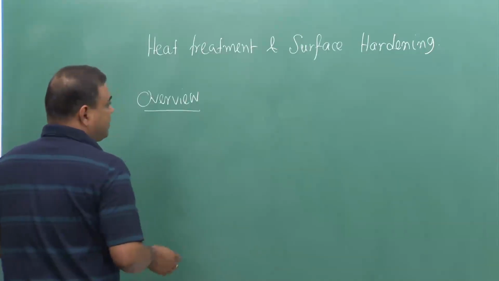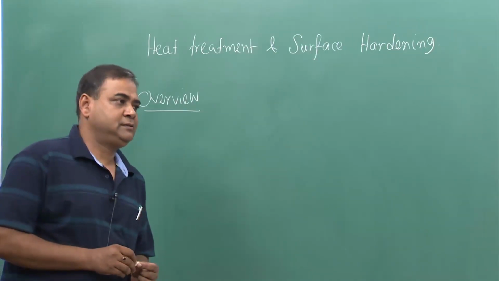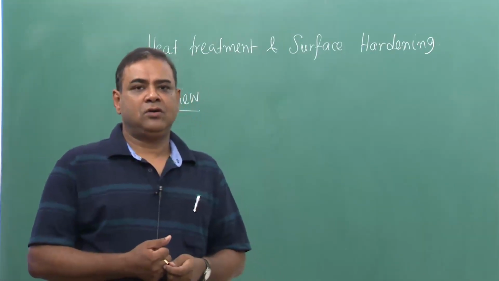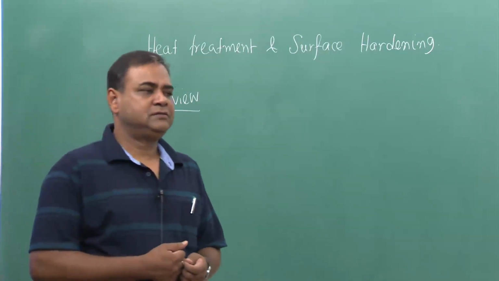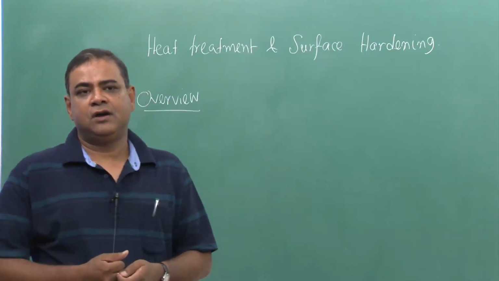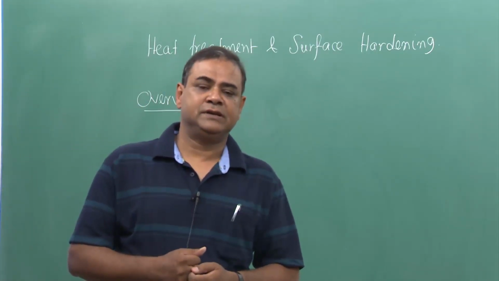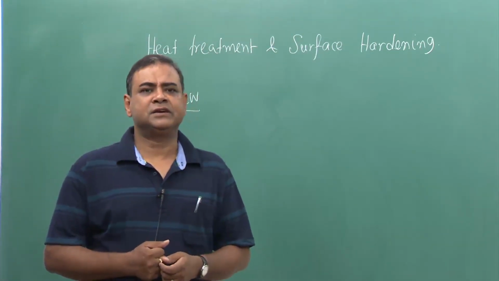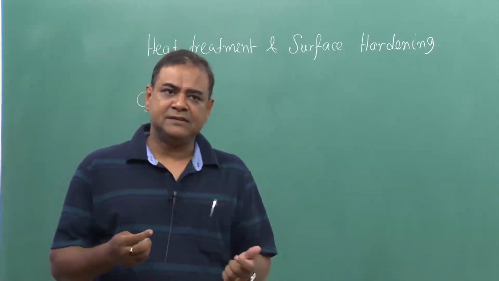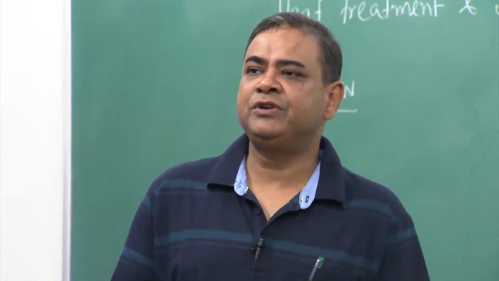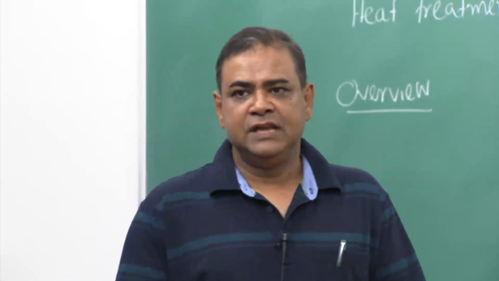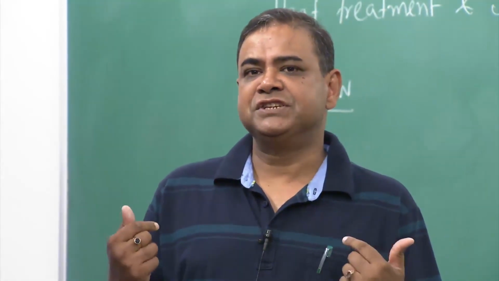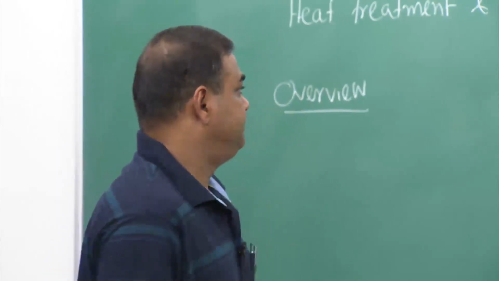Now, whenever we talk about any material, it can be either metals or alloys, or it can be composite, it can be ceramics, or it can be polymers. In this particular course, we will be mainly concentrating on metals and alloys. And whenever we talk about metals and alloys, immediately the metal and alloy which comes into our mind is steel.